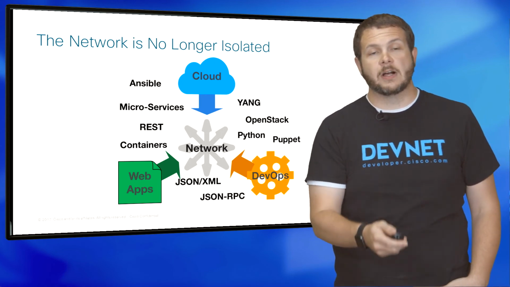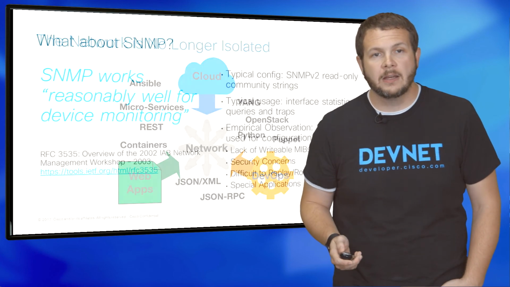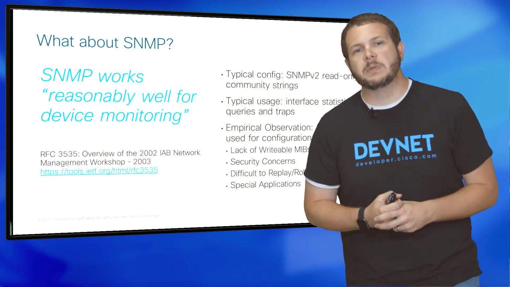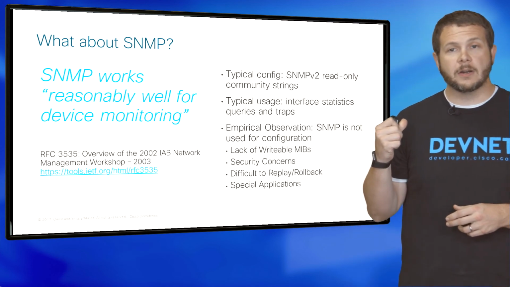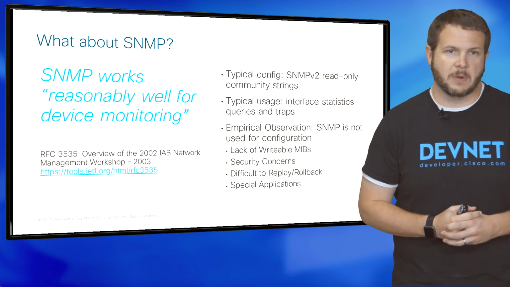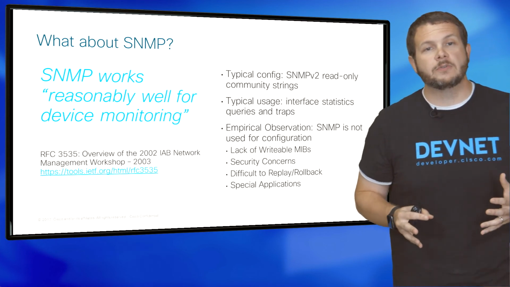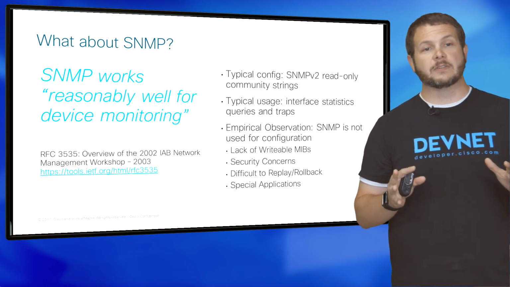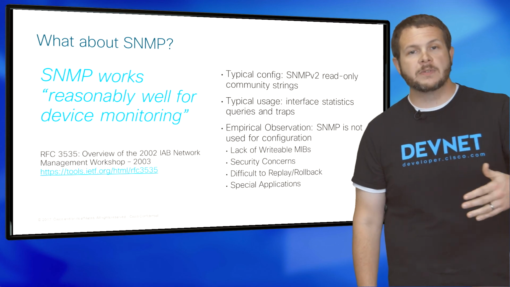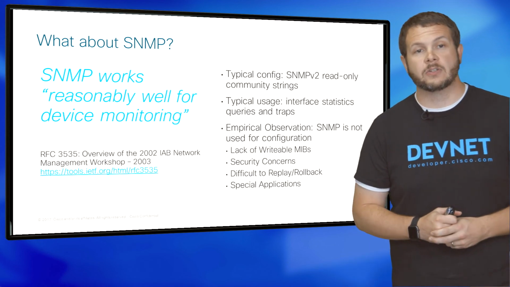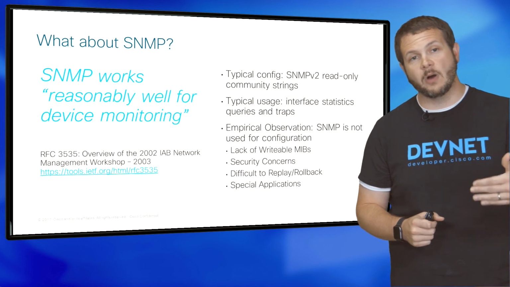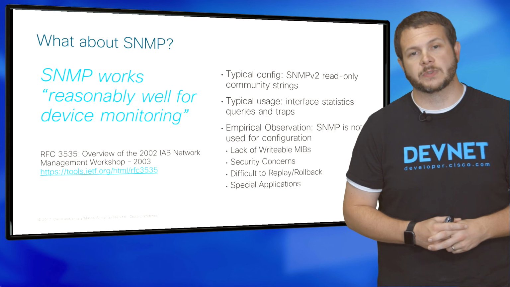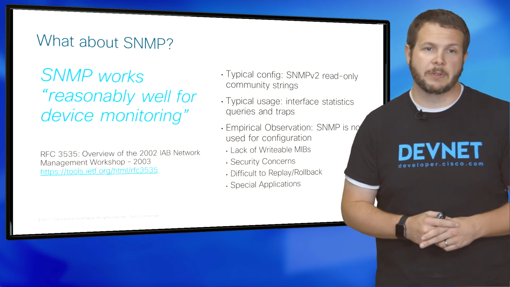Now you may be asking yourself, well, we've got something else other than CLI. What about SNMP? We've had that for a while, right? Well, we've all used SNMP, and I think we can agree with this quote that's here. It works reasonably well for device monitoring. But frankly, very few people are using SNMP for configuration. Now, there could be lots of reasons for it: lack of writable MIBs, the security concerns that we continue to struggle with from SNMP v1 to v2 and v3, and then some of the advanced features we want in configuration tools today, such as replay and rollback capabilities.